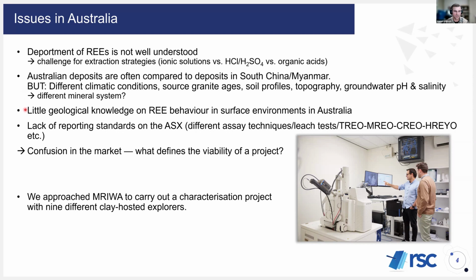Overall, there's not too much geological knowledge about the rare earth behavior in the surface environments, and also there's been a lot of different matrices being published on the ASX about the rare earth grade and leaching techniques. For example, different analytical techniques have been used, like acid digest or fusion or weak acid digest. And different leach tests have been done, and all these weird acronyms that have been floated around. So there's overall a lot of confusion in the market, and it was quite difficult for any investor to see what defines the viability of the project.